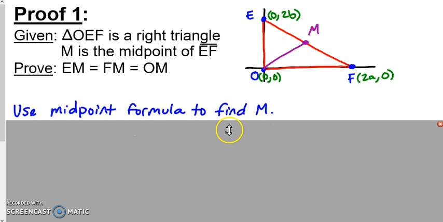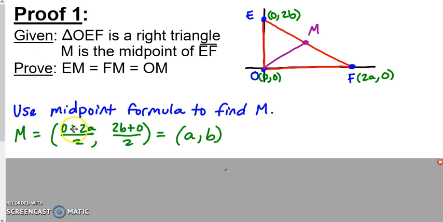So I'm going to use the midpoint formula to find M. When I do that, I get that M is (A, B). I kind of planned it to be that. And let's remember what we're proving here. We're proving that EM equals FM equals OM. So this has the same length as this, has the same length as this. So if we're talking about lengths, we need to use the distance formula.